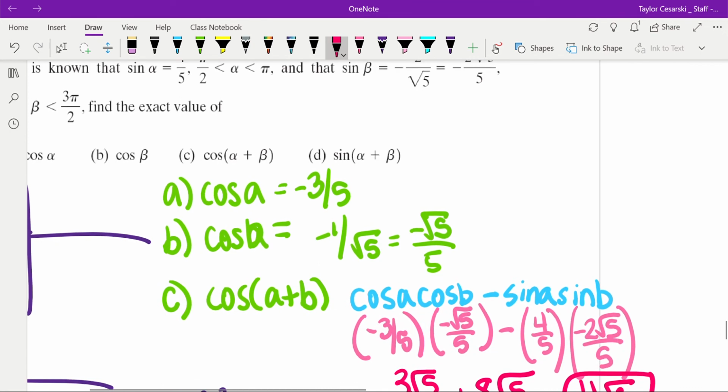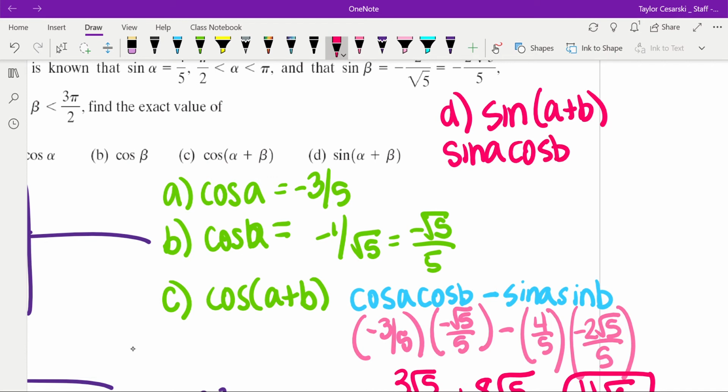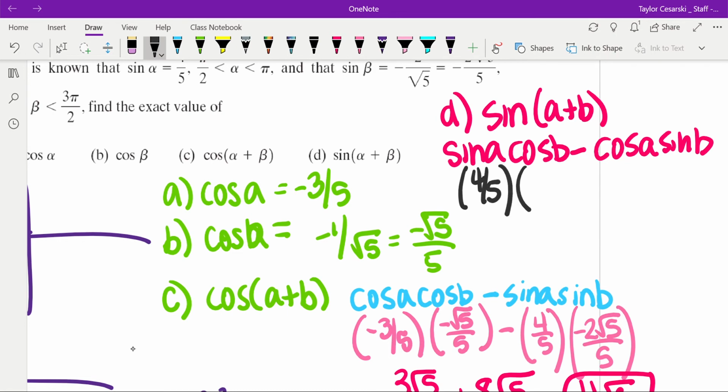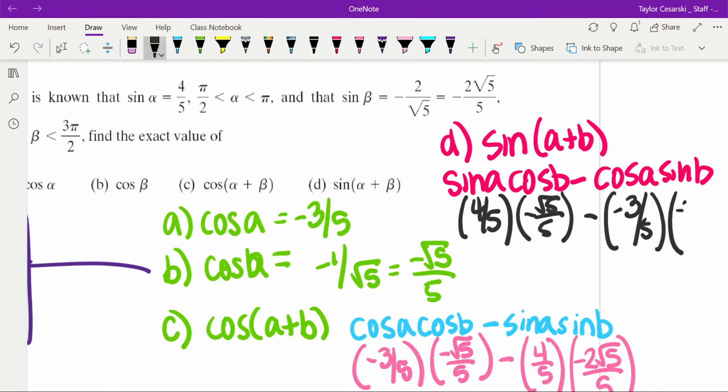All right, last one is D, so same concept but different formula. So sine of A plus B. So here it's going to be sine of A cosine of B minus cosine of A sine of B. So sine of A was 4/5. Cosine of B, negative square root 5 over 5, minus cosine of A, which is negative 3/5, and sine of B, negative 2 square root 5 over 5.